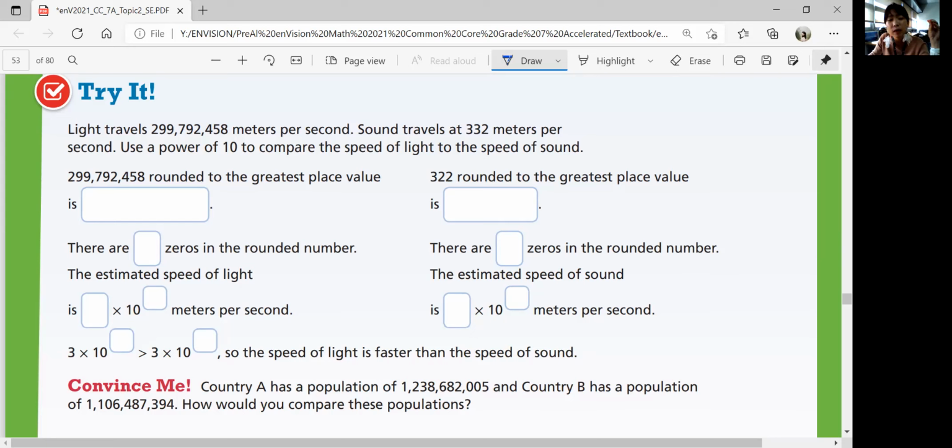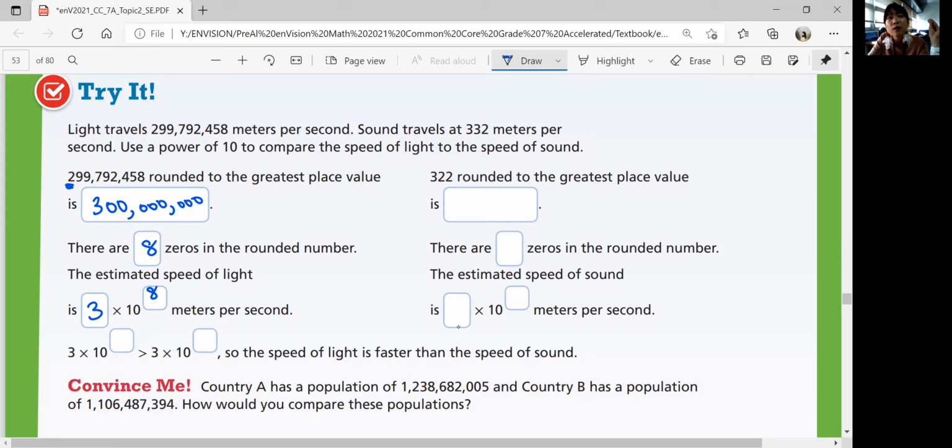So let's estimate the light speed by a power of 10. So 299 million, the greatest place value is 2, right? But it's 2.9, so you're going to round it up to 3. We're going to round it up as 300 million. Okay, so there are 8 zeros in the rounded number. The estimated speed of light is 3 times 10 to the 8th meters per second.